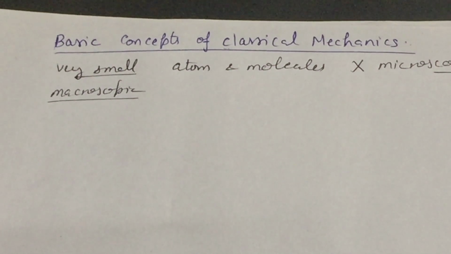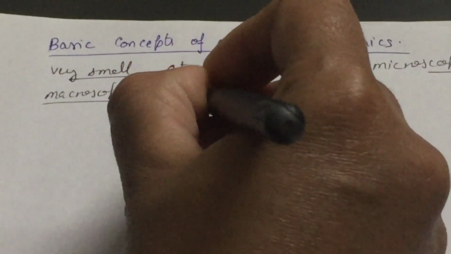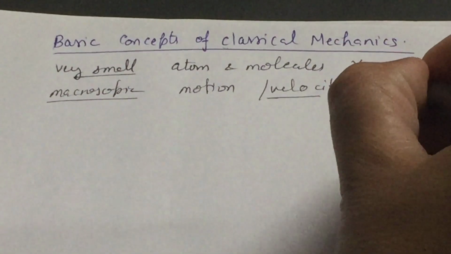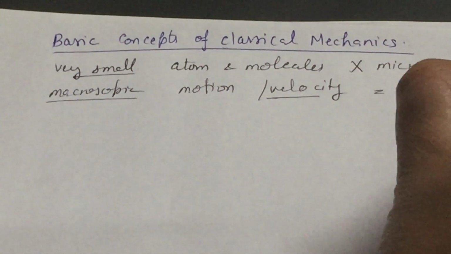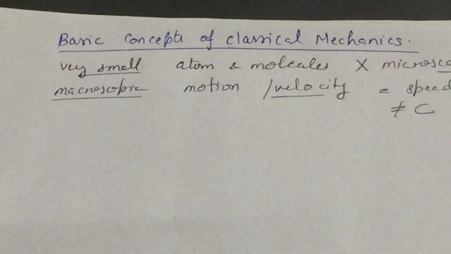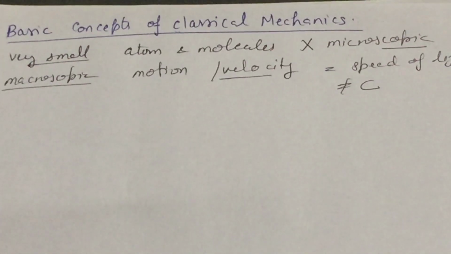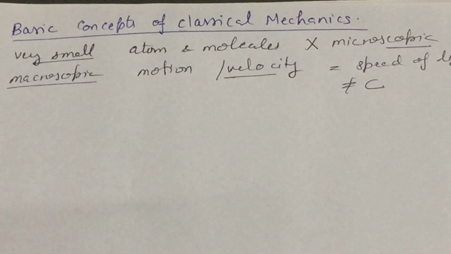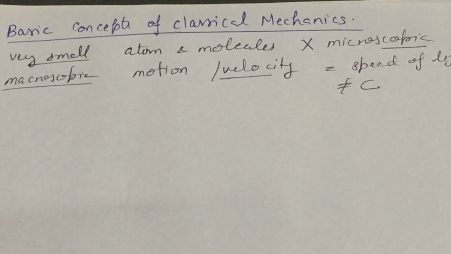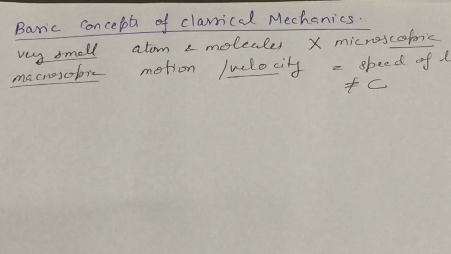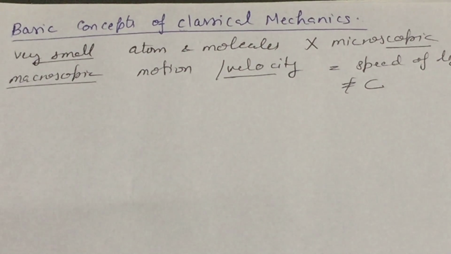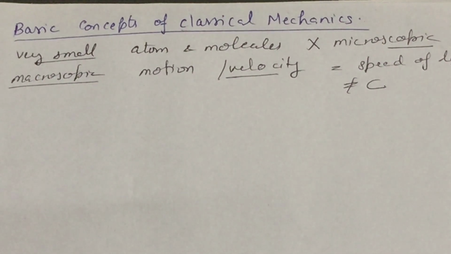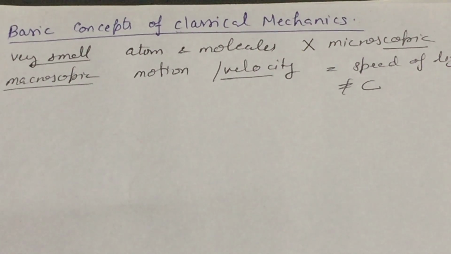And also there is one condition: the velocity of the particle should not be equal to the speed of light, that is not equal to c. It means the particles are moving with small velocity, and that velocity is not equal to and not approximately equal to the speed of light. This is classical mechanics. It is the branch of physics which deals with the study of not very small particles, not very large particles, and the particles which are not moving with the velocity of light.